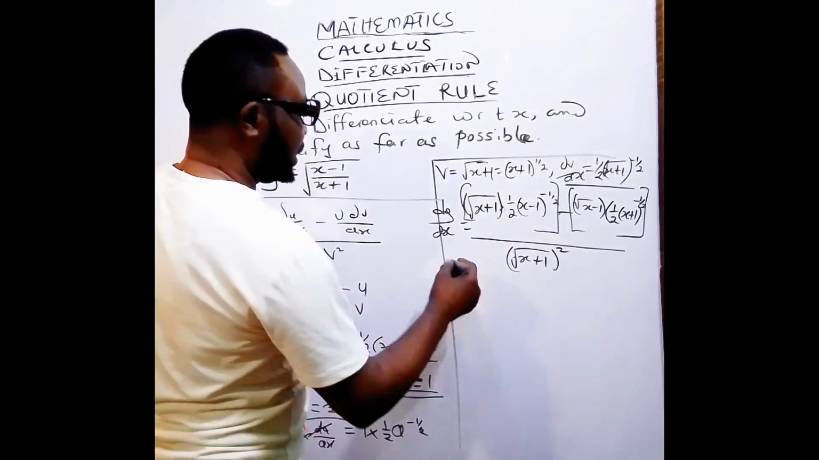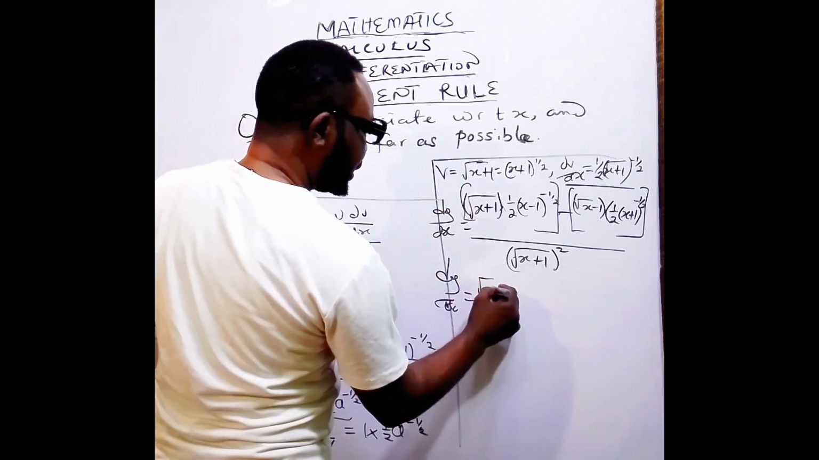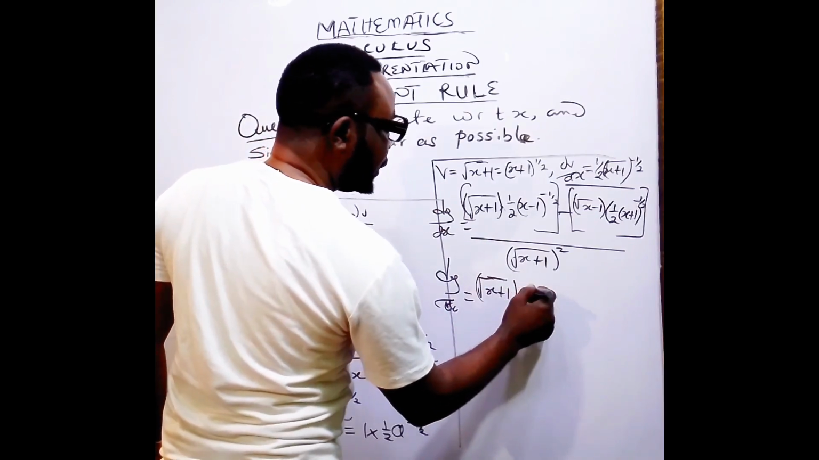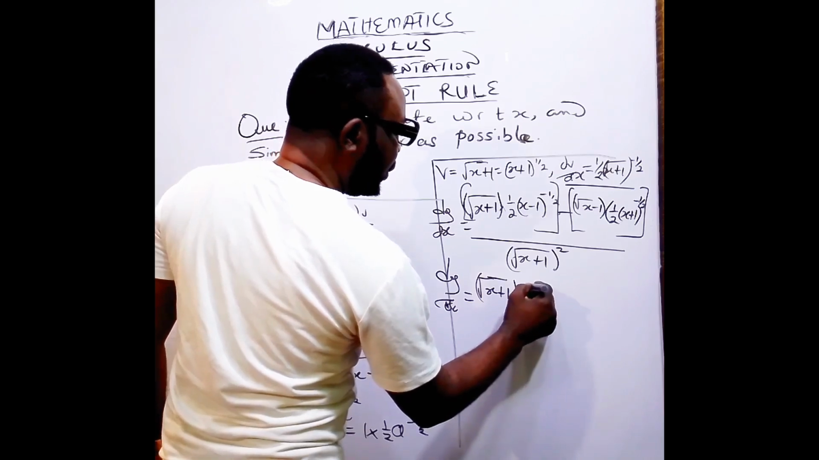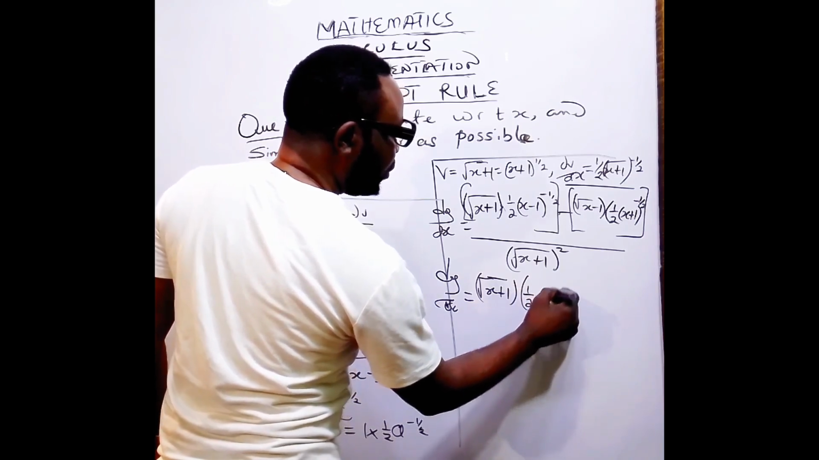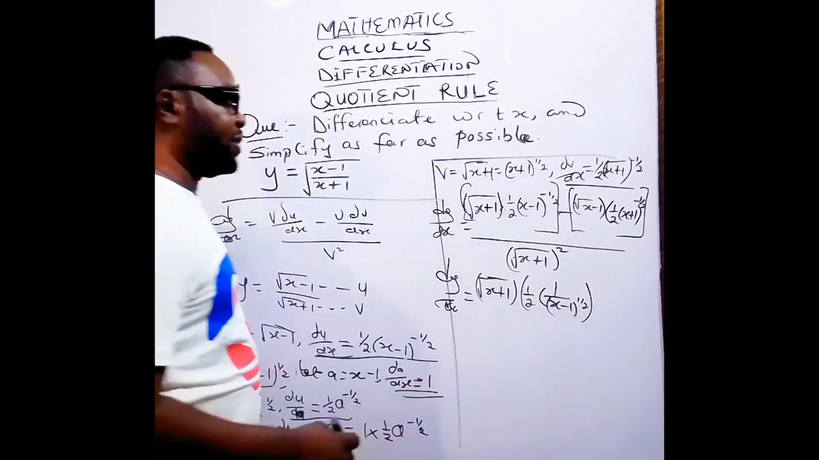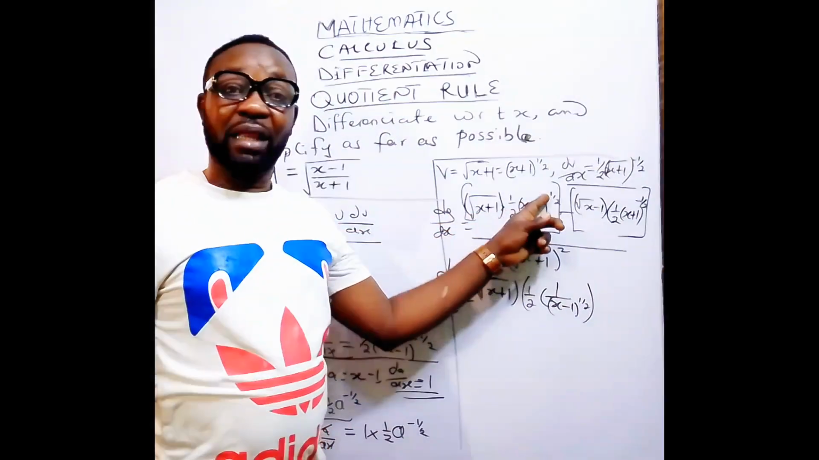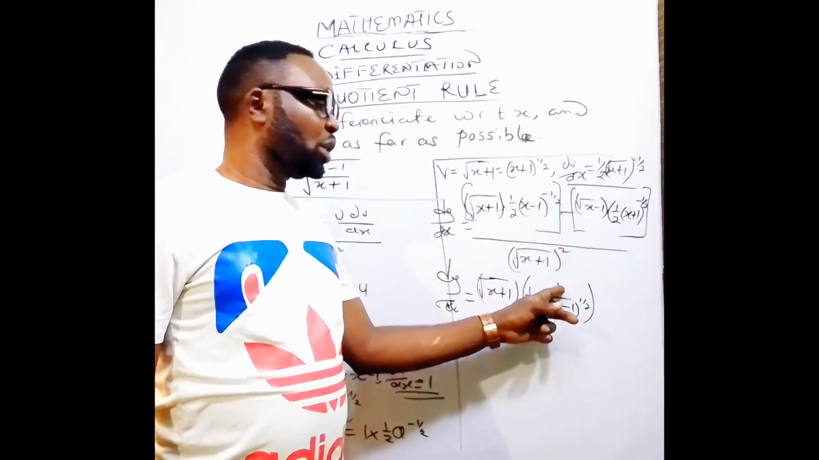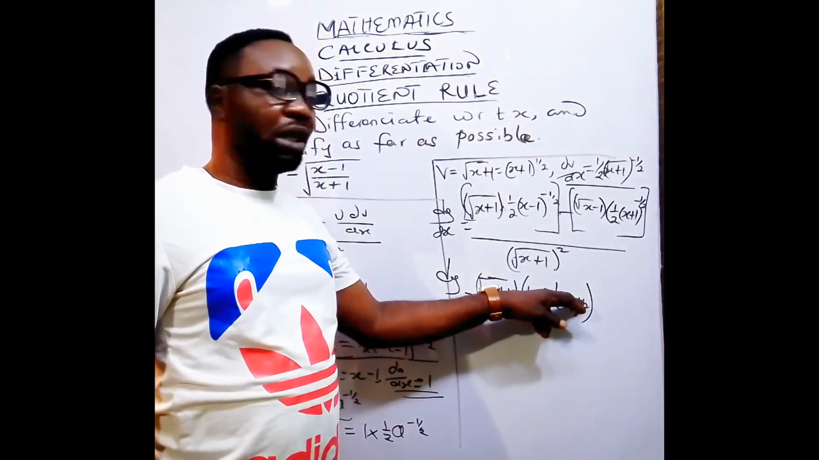Now, you agree with me that the dy/dx can now be equal to root x plus 1 multiplied by, in bracket, that will be what? Half multiplied by x minus 1 over x minus 1 raised to the power of half. How do I arrive here? This negative value here, at the index or the power of this x minus 1, has turned into the reciprocal of this x minus 1. That is what happened. You can see that there is no negative index here any longer.